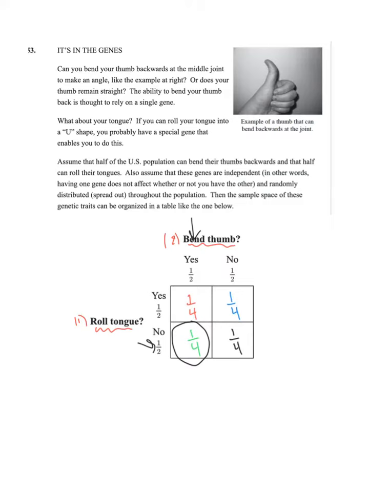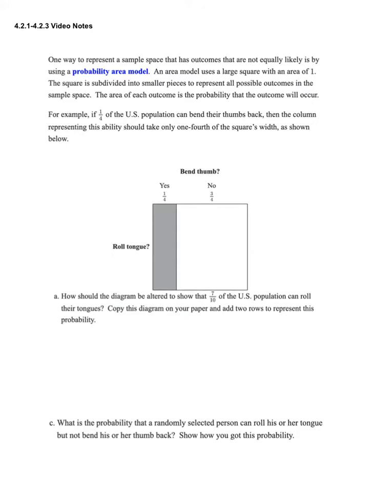Not all problems have equal probabilities and are this straightforward. So we're going to adjust this table and make it more of an area model to mimic what the actual probabilities may be. If the outcomes are not equally likely, I can use this idea of a table and use it as an area model. And it uses a large square with an area of 1, and it's subdivided into smaller pieces.